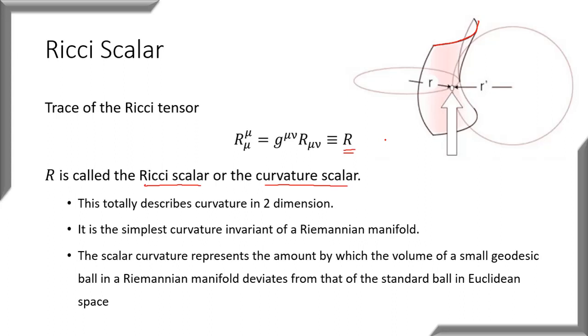And this is the simplest curvature invariant in the Riemannian manifold. The curvature scalar actually represents the amount by which the volume of a small geodesic ball in a Riemannian manifold deviates from the standard ball in a Euclidean space. So this scalar gives us the basic curvature difference between the Euclidean space and the Riemannian space.